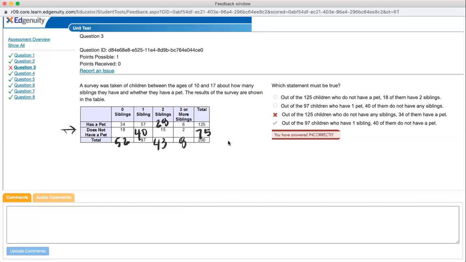So which statement should be true? Out of the 125 children that do not have a pet, I'm looking at the statement 125 don't have a pet. Right here, if I look at the column that don't have a pet, there's not 125. So we know that that's wrong, or I did my math incorrectly. Out of 97 children who have one pet, so looking at has a pet, there's not 97. The 97 is for one sibling. So that's where they get it. Out of 125 who don't have any siblings, so looking at 0 siblings, there's only 52, so that's incorrect. And then out of the 97 that have one sibling, 40 of them do not have a pet, so that's correct.